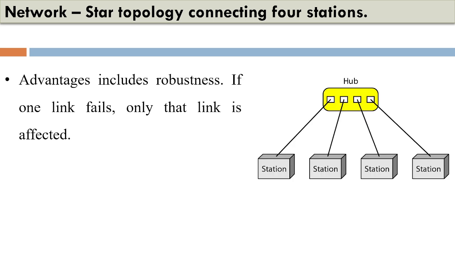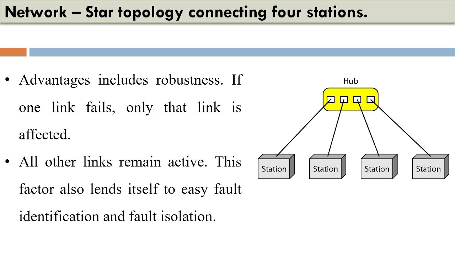Now let's have a look at this. What are the advantages? The advantage is that it is again a robust network. It's less costly, and all the links remain active as long as the hub is active, and also in this case the fault isolation is quite easy.